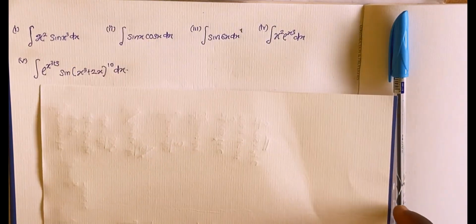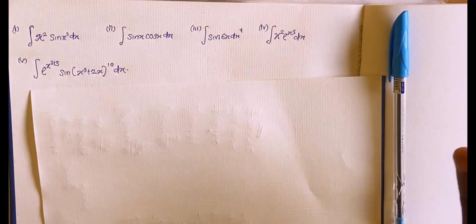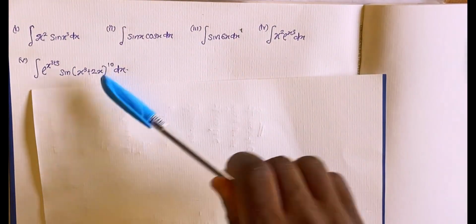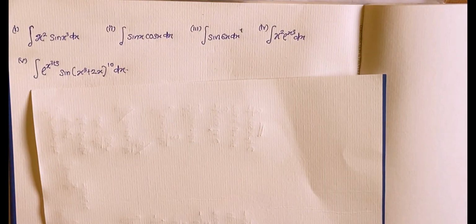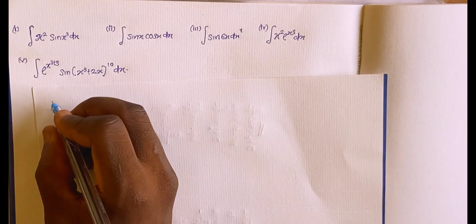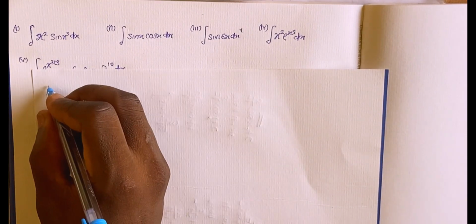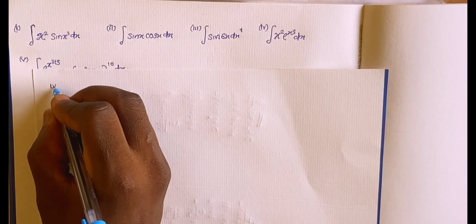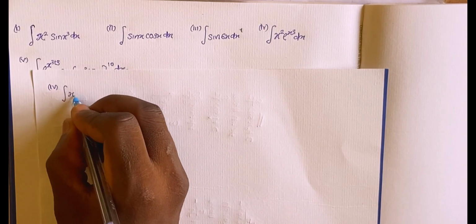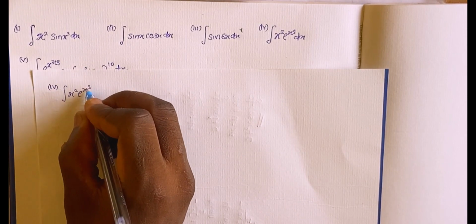Now let's move to the fourth question, which is the last question I'm going to solve here. This I'm going to solve in a separate video, which I'm going to drop tonight. Now let's just go ahead and integrate this. I'm having question 4 to be the integral of x squared exponential x to the power 3 dx.